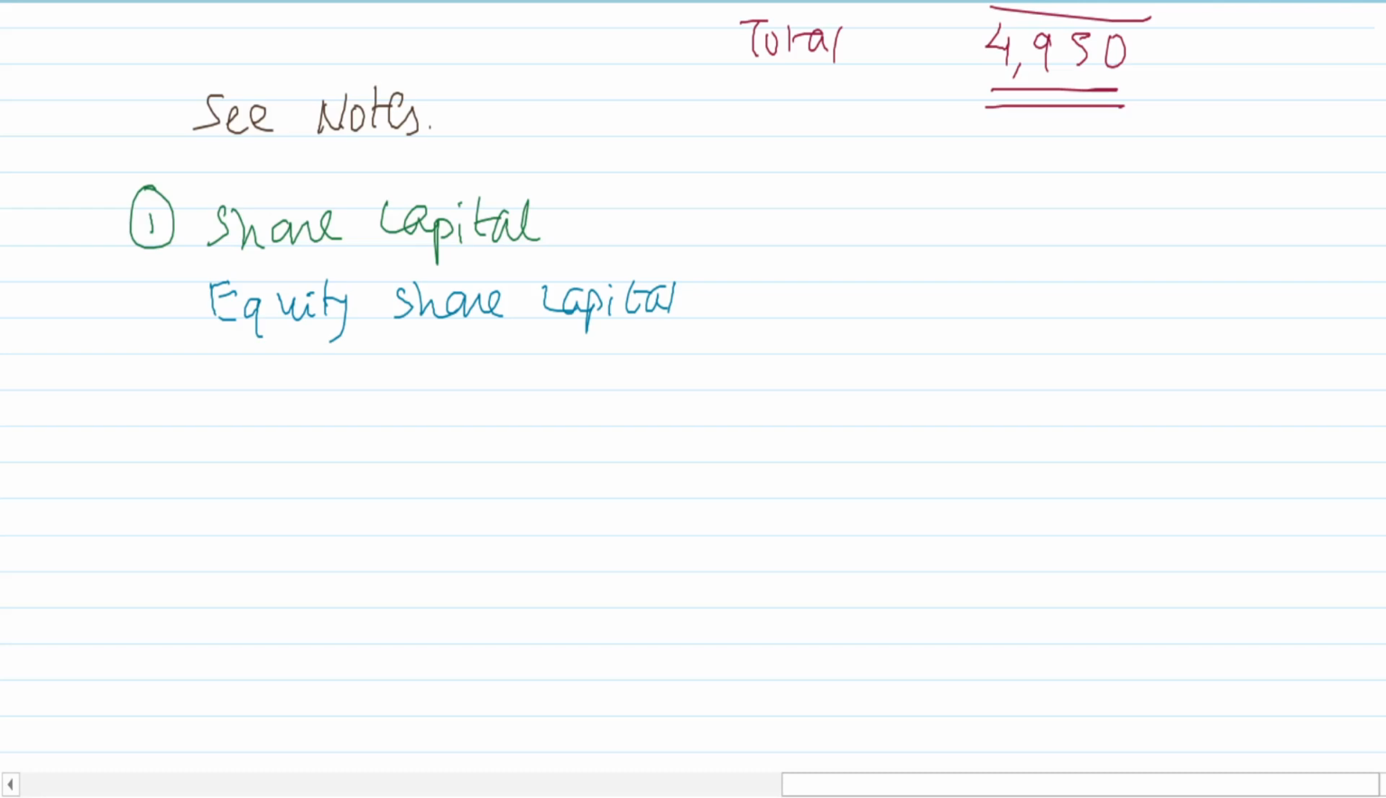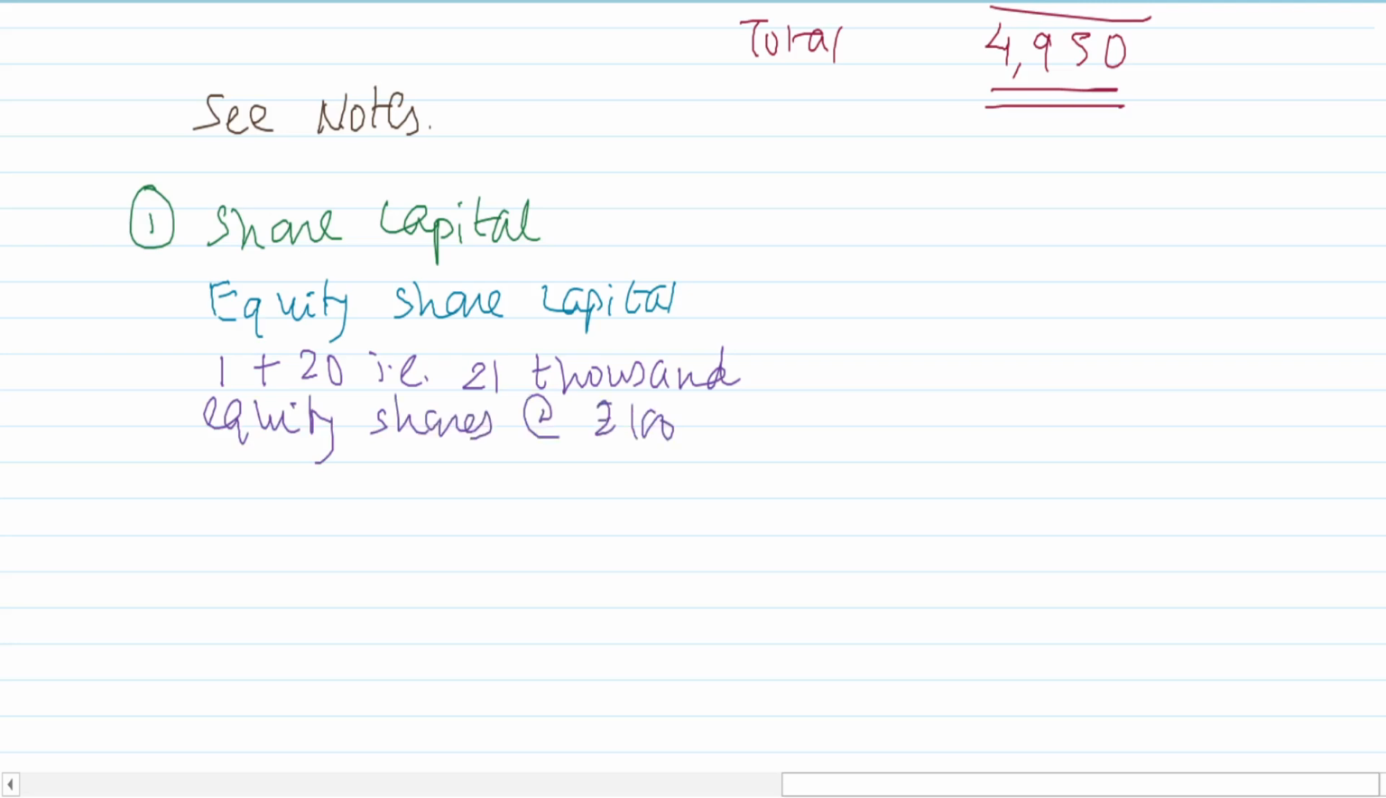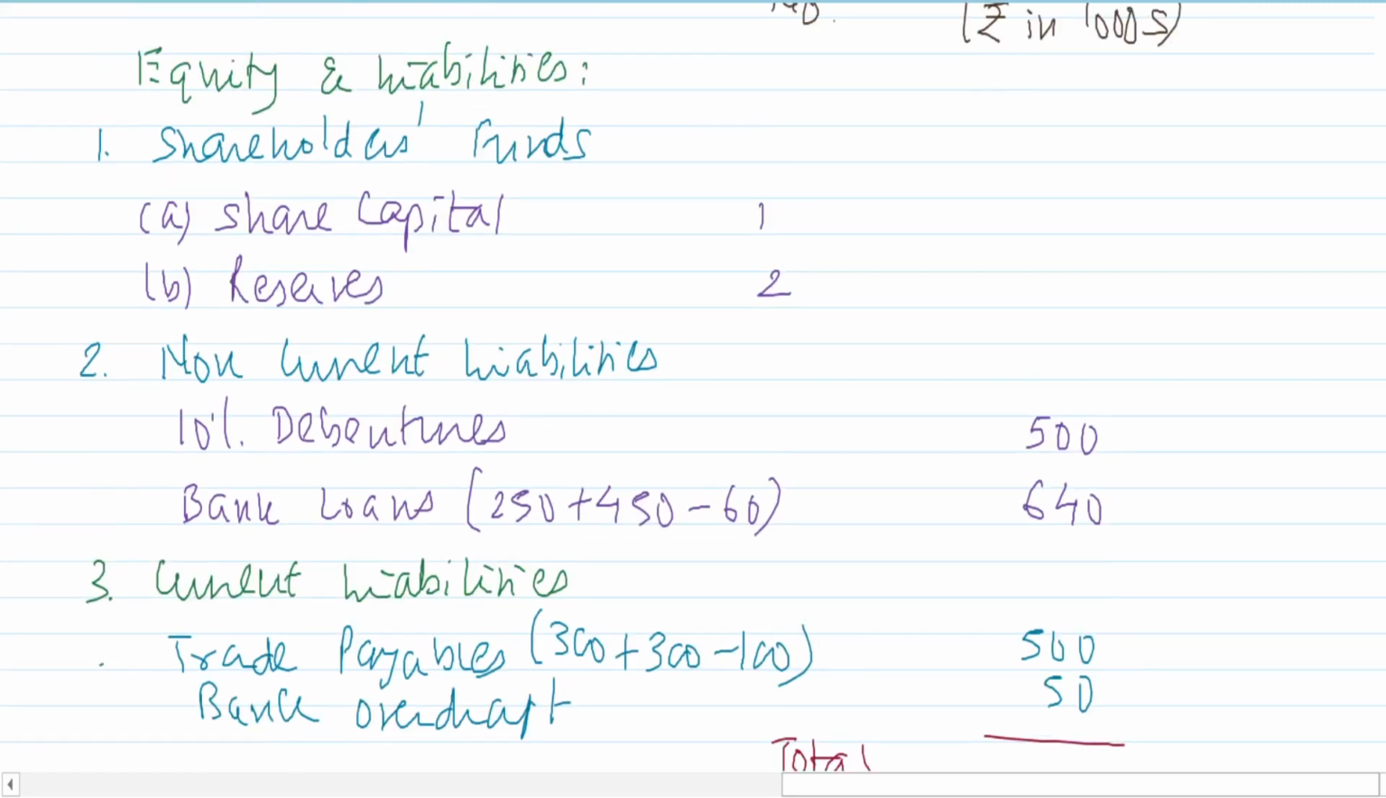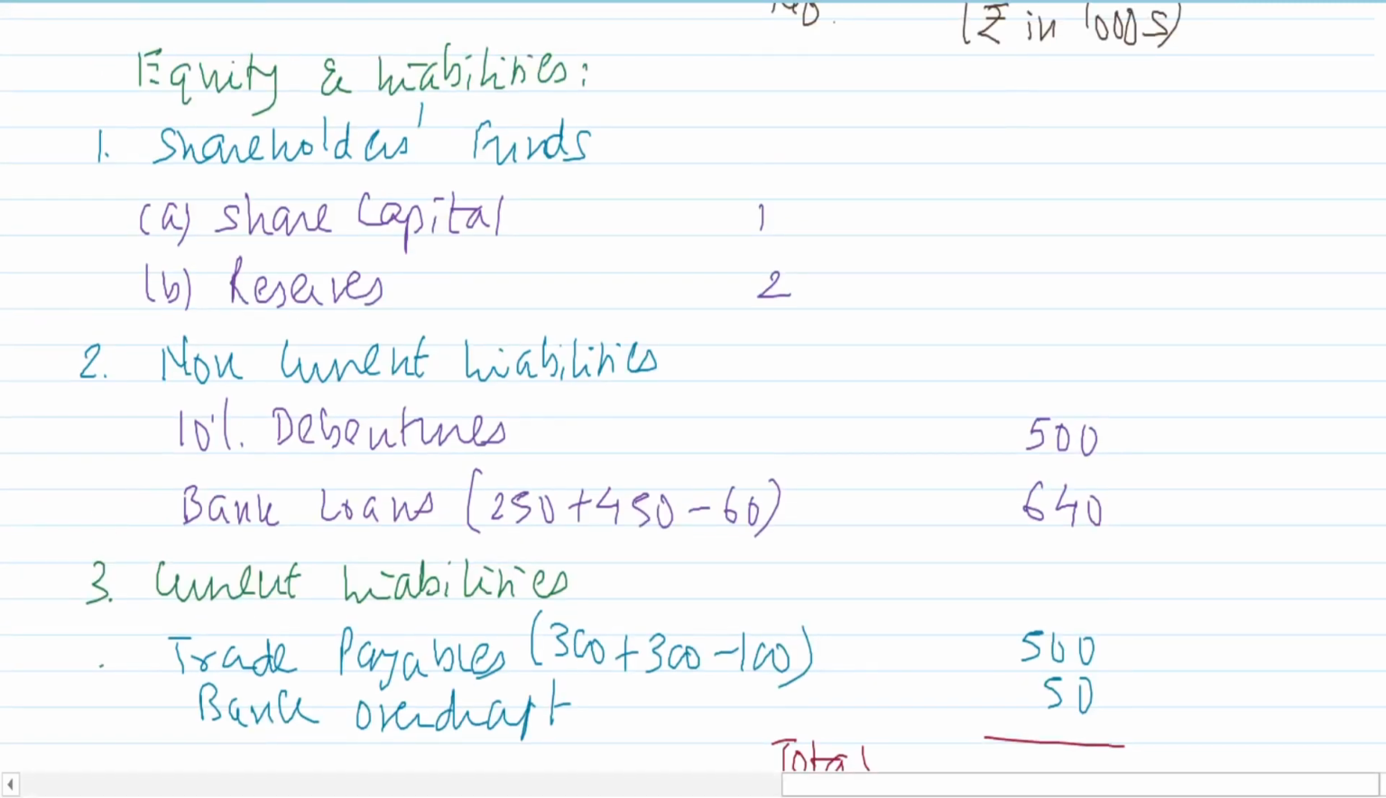We have only one share, but we have issued another 20,000 shares. So total 21,000 equity shares actually, at the rate rupees 100, right? So 21,000 equity shares are there. 2,100. Go to your balance sheet, post against note 1, 2,100.